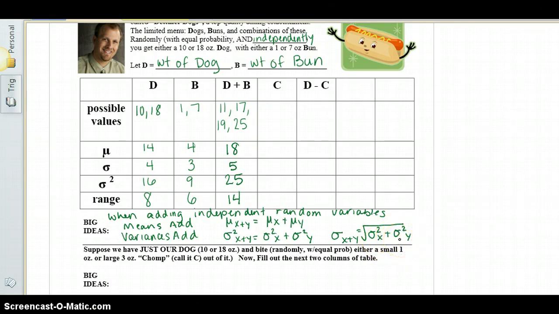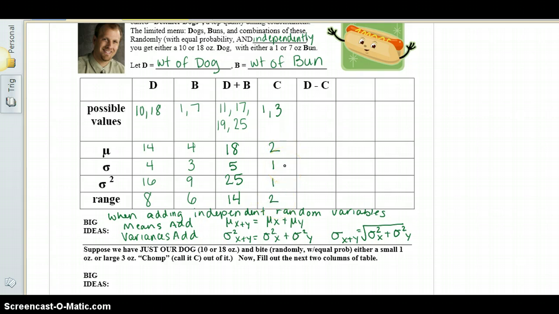Okay, now we're going to look at the next section, which says, suppose we have just our dog, 10 or 18 ounces, and bite randomly with equal probability either a small 1 ounce or a large 3 ounce chomp. Call it C. Now we're going to fill in the next 2 columns of the table. The possible values for C are 1 and 3. So the mean is going to be 2, your standard deviation would be 1, so your variance would be 1, and your range would be 2. You can compute those on your calculator if you want.